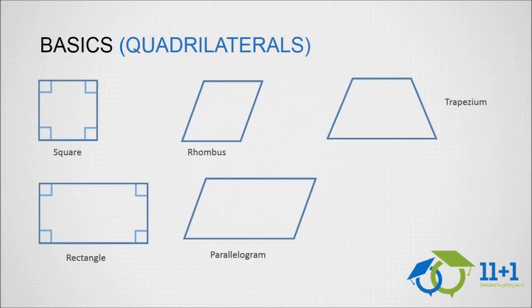Here's a trapezium. It has 1 pair of parallel sides, but they have a different length. Finally, we have the kite. It has 2 pairs of equal sides next to each other, but it has no parallel sides.